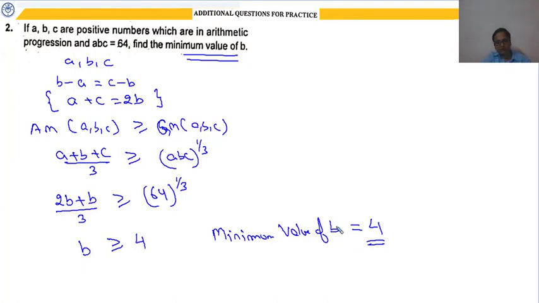So we use a property of arithmetic progression, their differences are constant, and we use AM greater than or equal to GM, geometric mean. So we use that property. Clear?